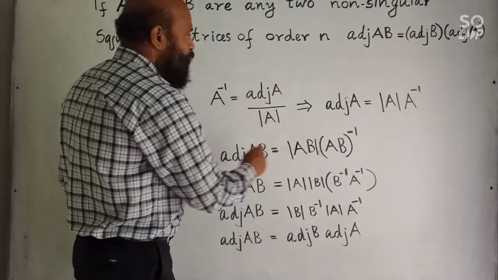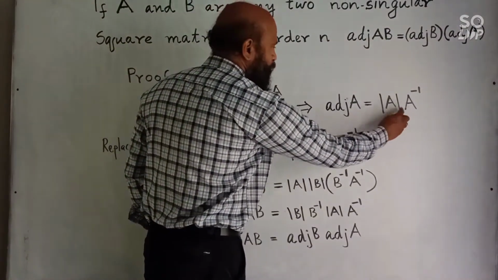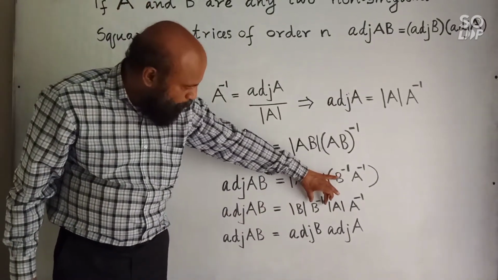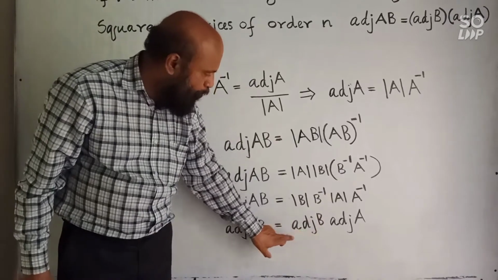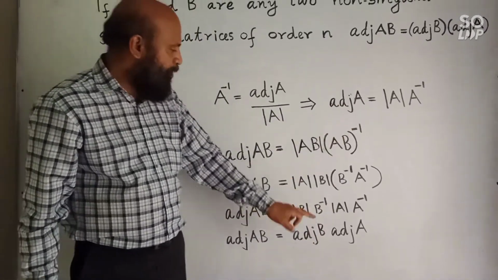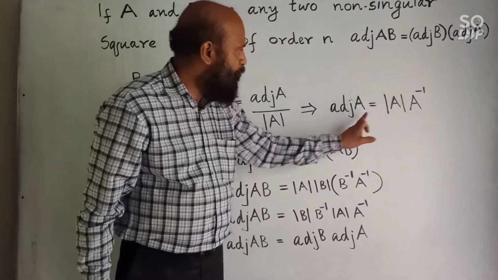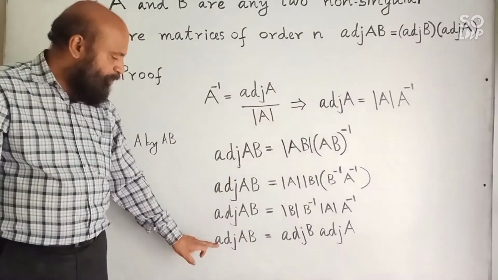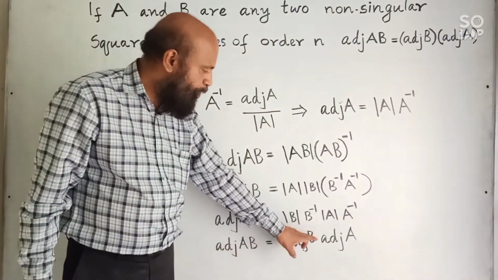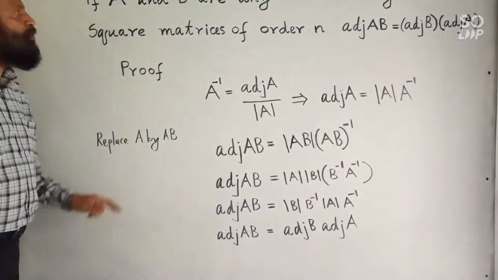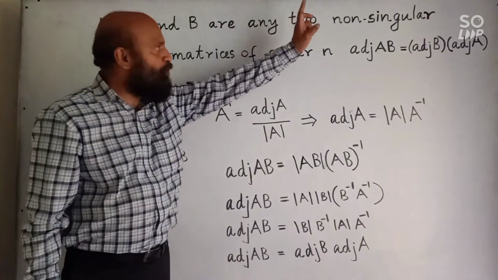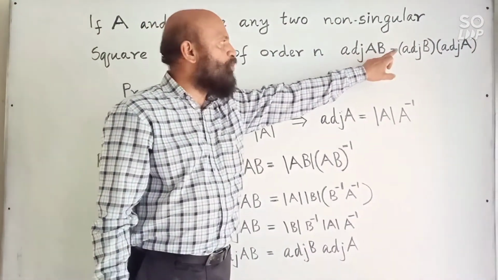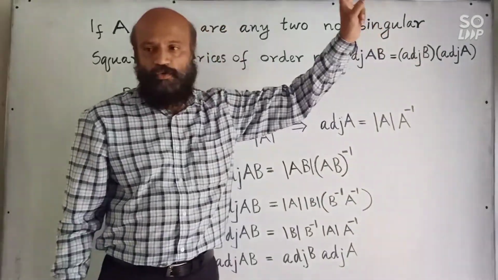Then we can again use this relation. Determinant of A into A inverse is adjoint of A. So this can be written like this. Determinant of B into B inverse can be written as adjoint of B from this relation. Similarly, determinant of A into A inverse is adjoint of A. So now we are getting the relation adjoint of AB is equal to adjoint of B into adjoint of A. So this is a theorem. If A and B are any two non-singular square matrices of order n, then adjoint of AB is equal to adjoint of B into adjoint of A.